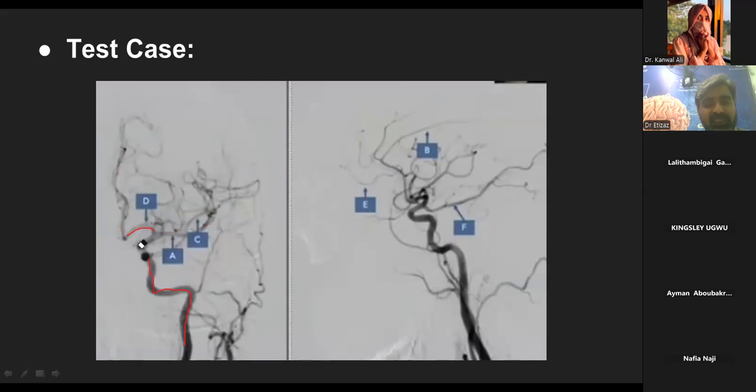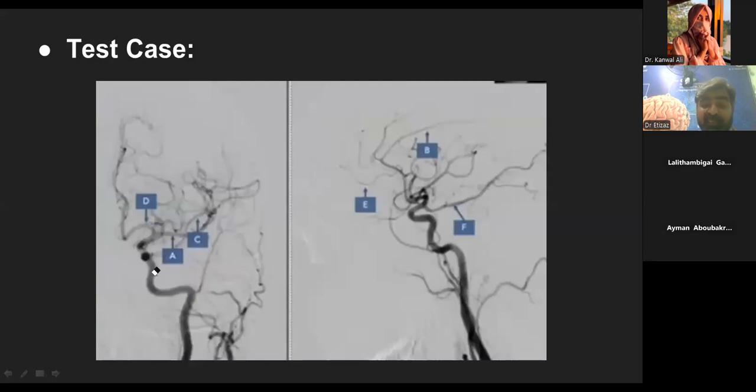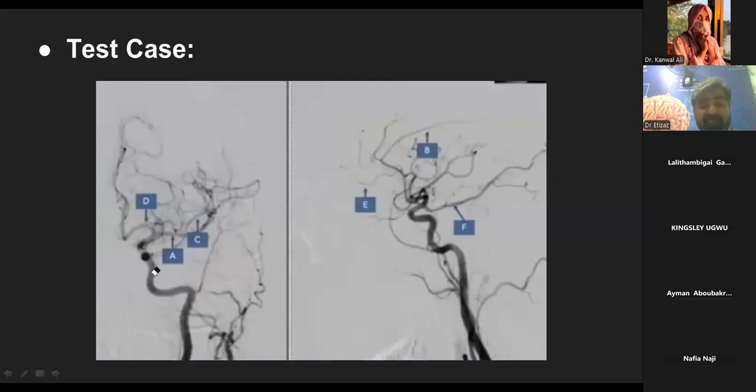So it is which side? View has been done, it is AP view, good. Injection has been done, it is a CCA. Now it's which side? Is it right side or left side? Left, I think. Definitively you have to know. It is a left side. Yeah, left. So now what about this one?